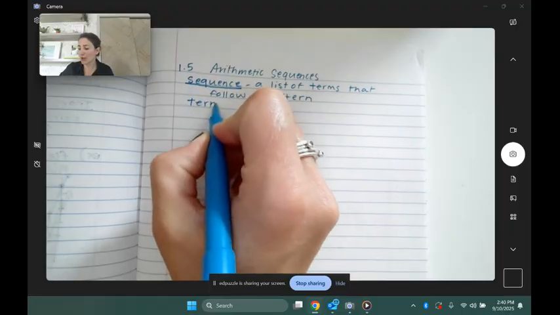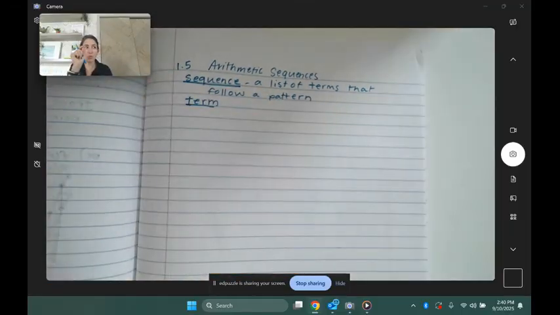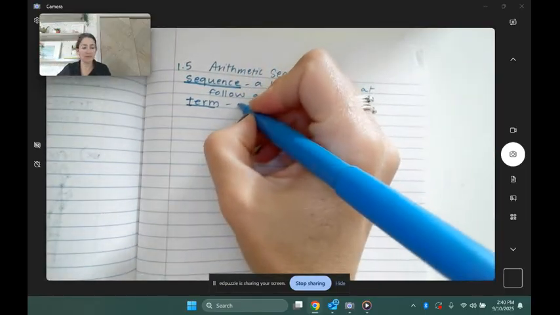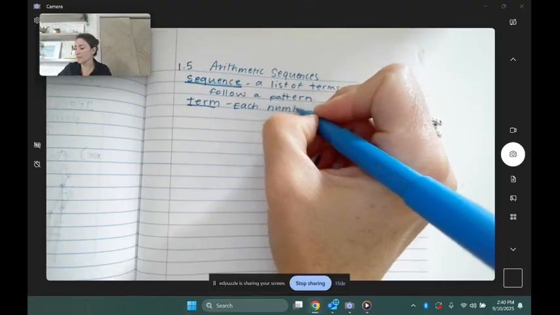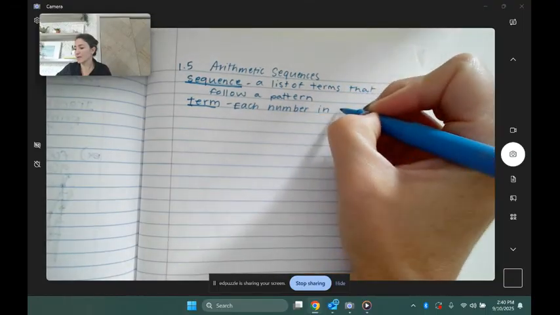So a sequence is a list of terms that follows a pattern. A term is one unit in that sequence, or one number. Each number in the sequence.